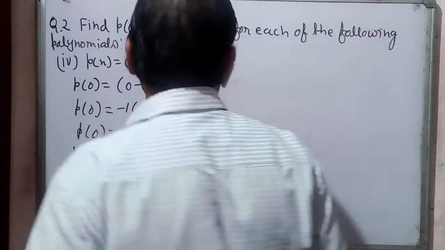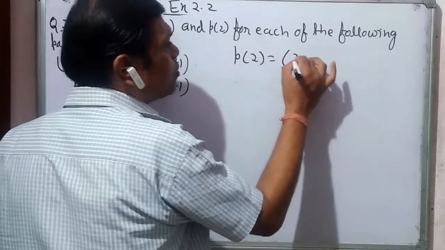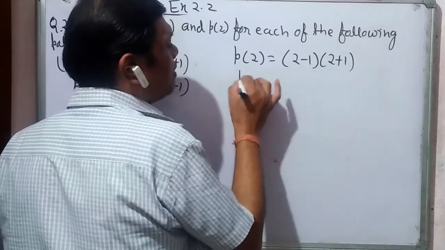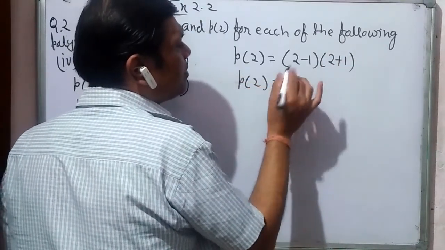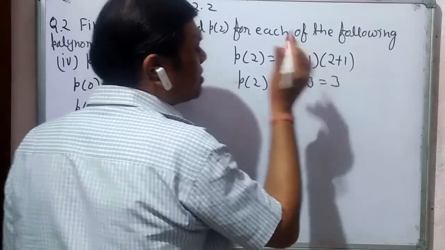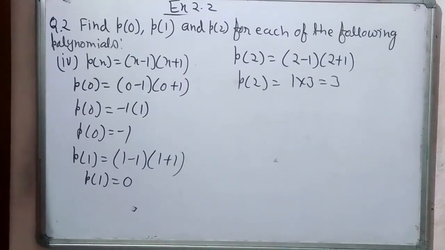Let us find P2, the polynomial's value at x equals 2. It should be 2 minus 1 into 2 plus 1. What will that give us? That will give us 1 multiplied 3, that is 3. So in this way we are able to find the value of the polynomial at any given value of the variable.